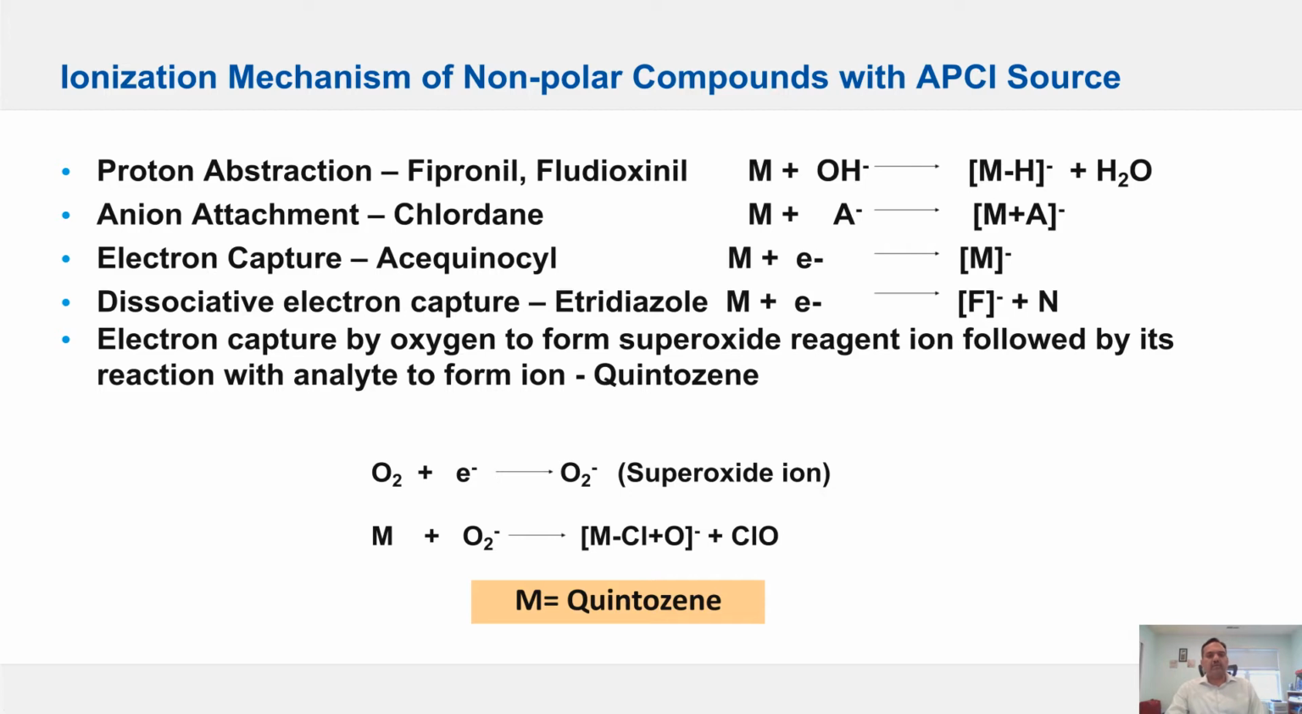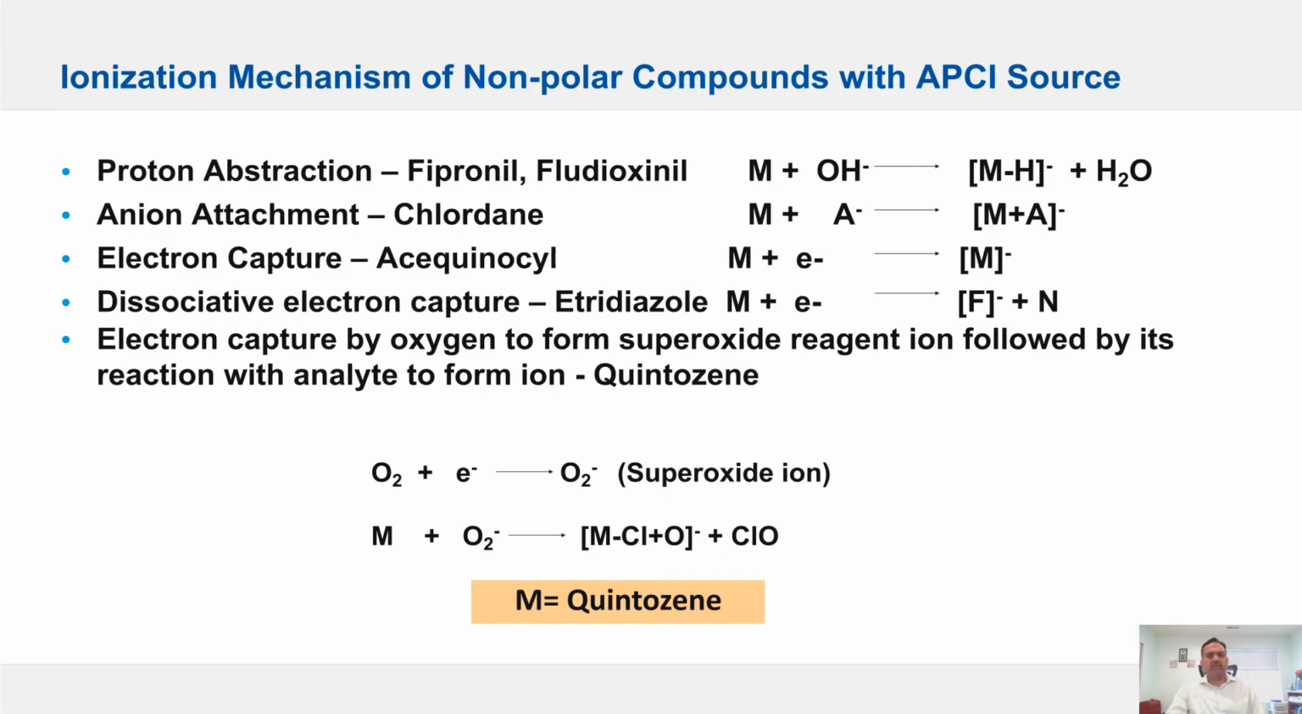So, for example, for pesticides such as chlordane, we are forming adduct ions in negative ion mode by anion attachment. For acequinocyl, it gets ionized by electron capture to form odd electron ions, which is very rare. When you ionize these molecules with ESI and APCI ion source, normally you form even electron ions. For pesticides such as etridiazole and chlorfenapyr, we are ionizing them by dissociative electron capture. So in this mechanism, they capture an electron, which is followed by dissociation into a fragment ion and neutral molecule.